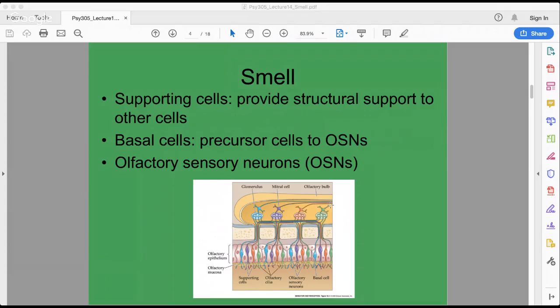It contains three types of cells: supporting cells, which provide metabolic and physical support for the olfactory sensory neurons; the basal cells, which are the precursor cells to the olfactory sensory neurons; and olfactory sensory neurons, which are the main cell types in the olfactory epithelium. Olfactory sensory neurons are small neurons located beneath a watery mucus layer in the epithelium.